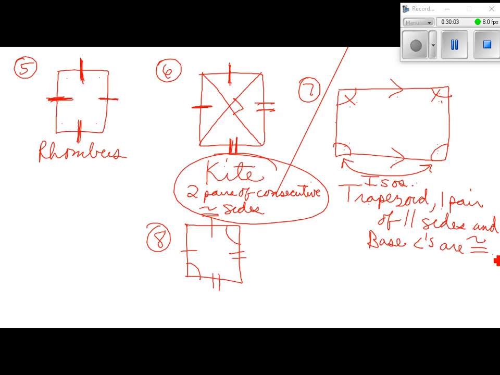Number 8, we look at number 8, you know these two sides are congruent, you know these two sides are congruent. The best name we can give it is a kite. And our reason, because it's got two pairs of consecutive congruent sides. That's what makes it a kite.